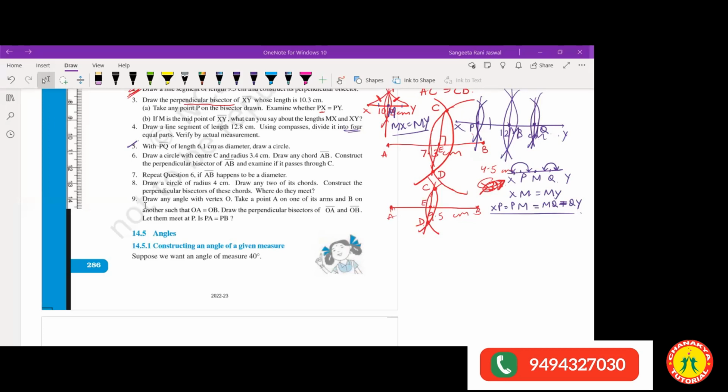Make an angle first of any measurement. With your protractor, you make an angle of any measurement, okay? With O as the vertex. Vertex means the joining where the two arms of the angle join. That is called a vertex. And take point A on one arm, point B on another arm. And you have to make the perpendicular bisector on both of them.